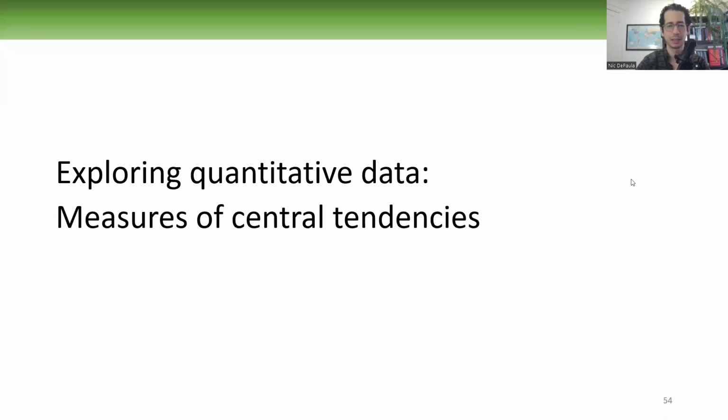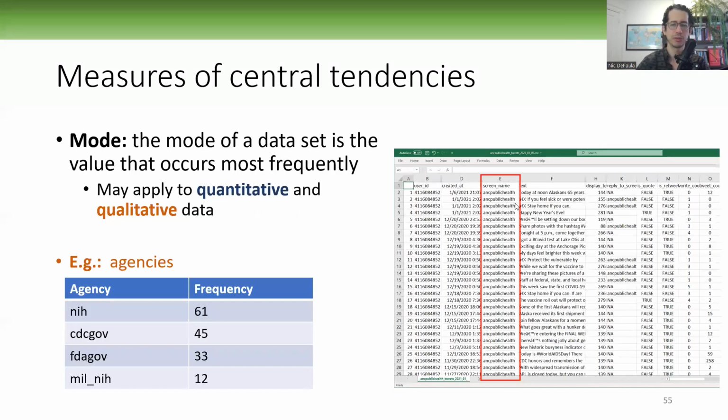Exploring quantitative data: measures of central tendencies. There are a number of measures of central tendencies, and here I'm just going to focus on some of the basic ones. First is the mode. The mode of a data set is the value that occurs most frequently. It may apply to quantitative data and qualitative or categorical data.